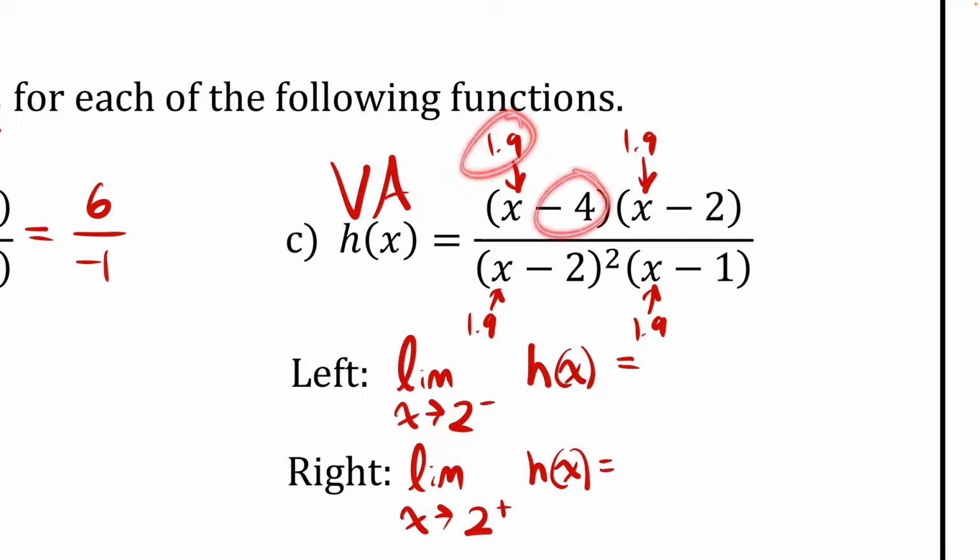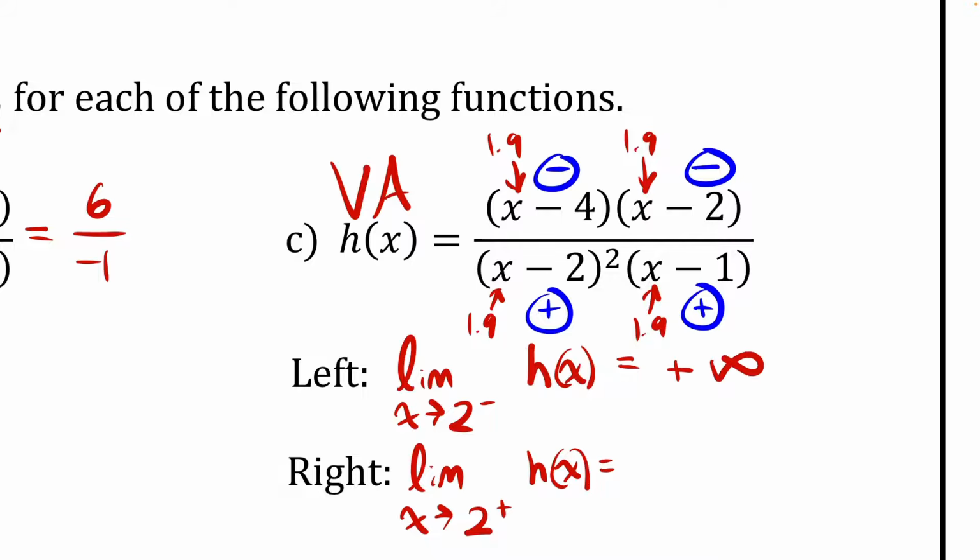1.9 minus 4, positive or negative? Shout out. Don't lip read it. Negative. 1.9 minus 2. Negative. 1.9 minus 2 squared. Positive. Anything squared is always a positive. And 1.9 minus 1, positive. So again, negative times negative is a positive. Positive divided by positive is a positive. The answer here is a positive infinity.